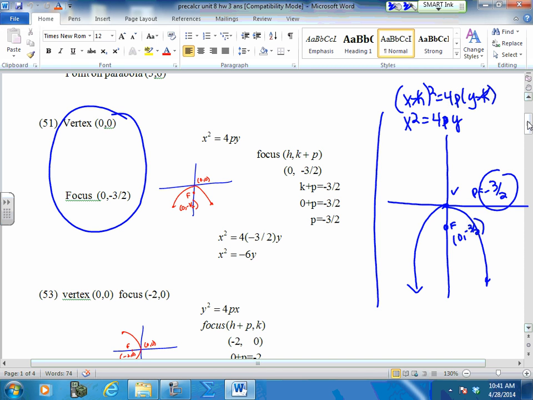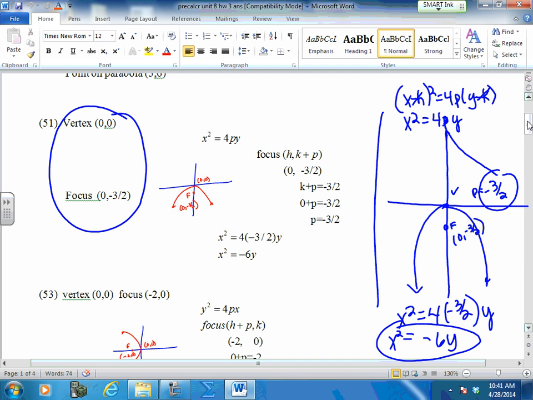Now, take this value and plug this in here. X squared is equal to 4 times negative 3 halves y. Negative 12 over 2 is negative 6. Here's your equation of your parabola. Okay, that's all we did on Friday, was we used our sketch to help us find what pieces we would know for that graph, and we plugged it in. Okay? I'll walk through the next one because that's a y squared.